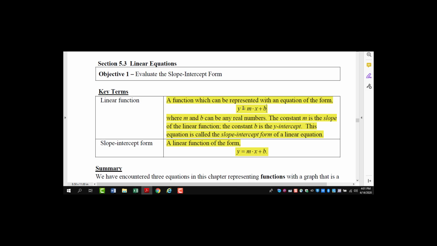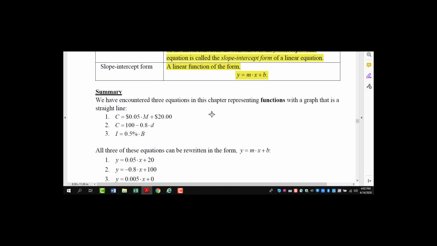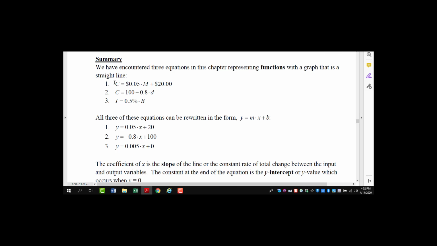If a function can be written like this, then it's linear, where b is the y-intercept, or the initial value, and m is the slope, which is constant. This does not change in the equation. So these are 3 formulas that we worked with earlier in chapter 5, and this just shows you how this can be written as y equals mx plus b. All they're doing is changing the variables from the input d to x, from the output c to y, etc.